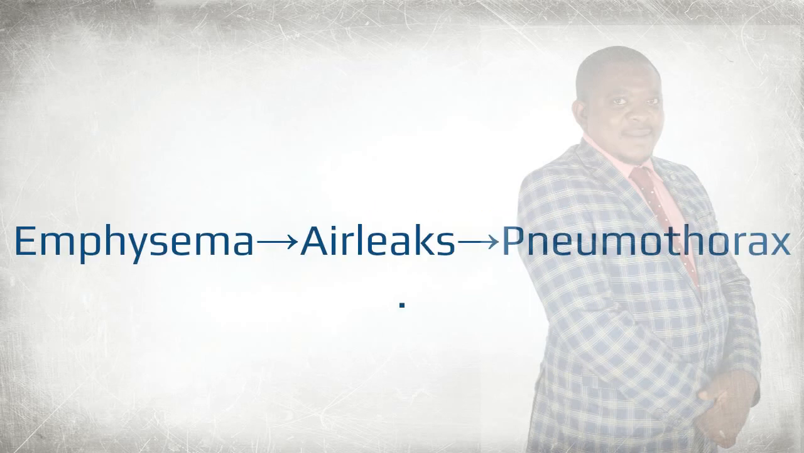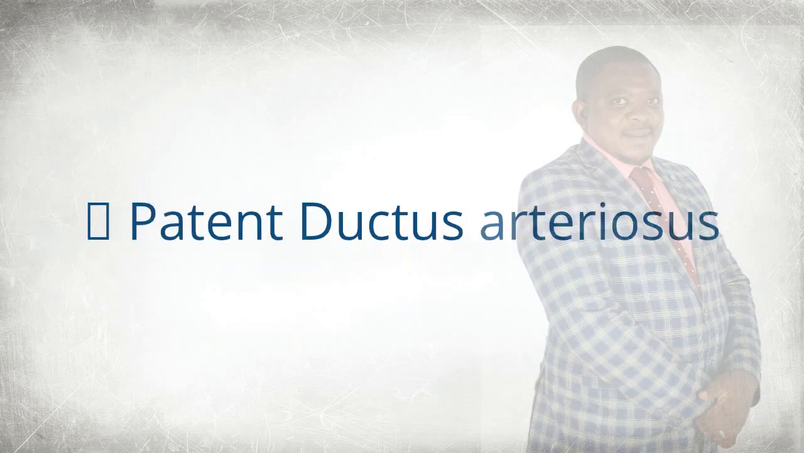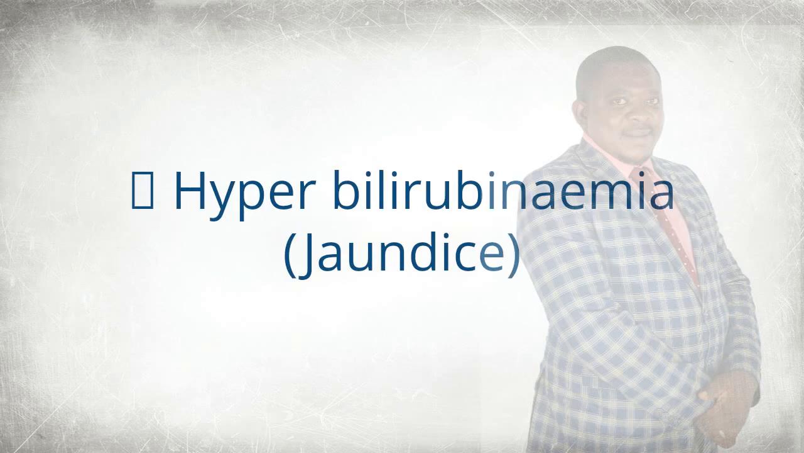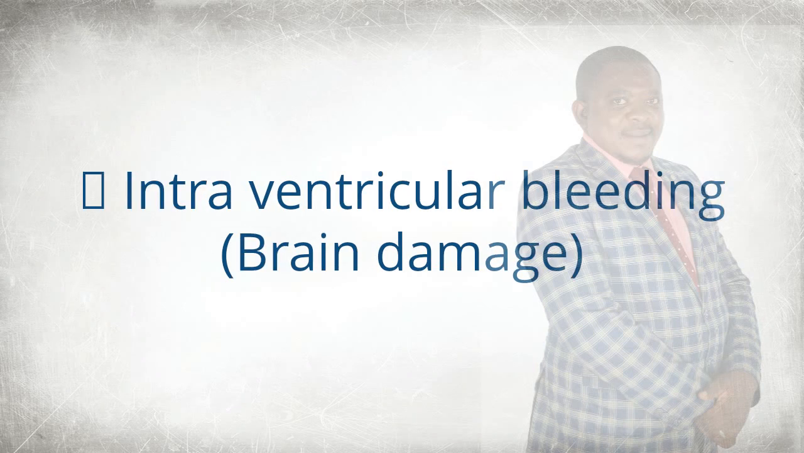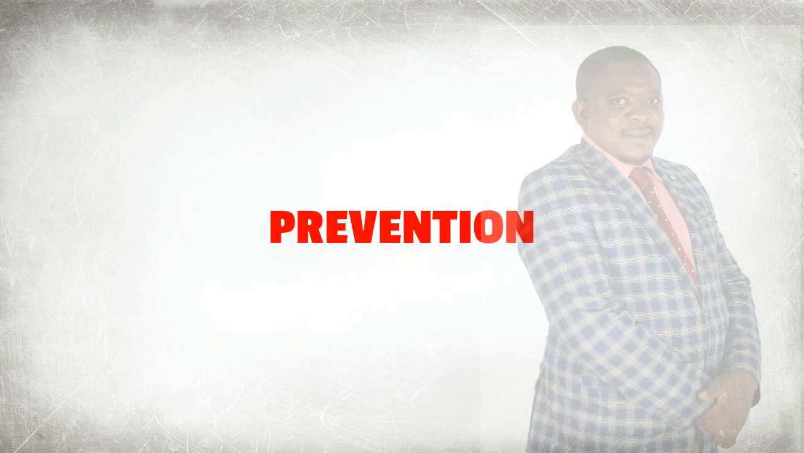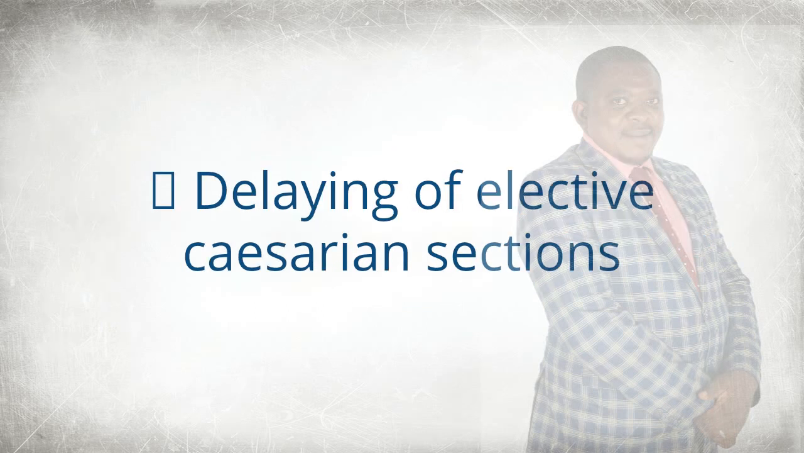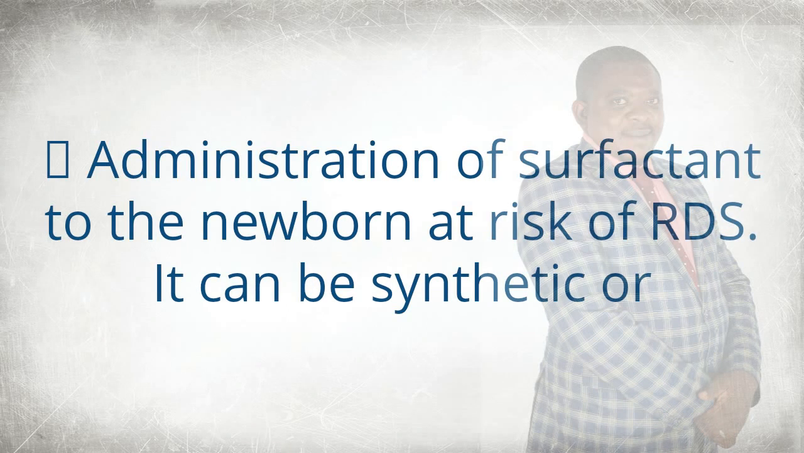Complications: emphysema, air leaks, pneumothorax, cardiac tamponade, pneumopericardium, hypoglycemia, patent ductus arteriosus, patent foramen ovale, hyperbilirubinemia, jaundice, intraventricular bleeding, brain damage, lung atelectasis. Prevention: prenatal assessment of fetal lung maturity through amniocentesis, delaying of elective cesarean sections, administration of surfactant to the newborn at risk of RDS.